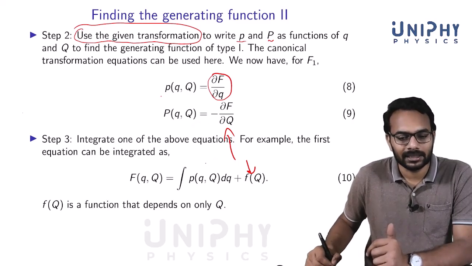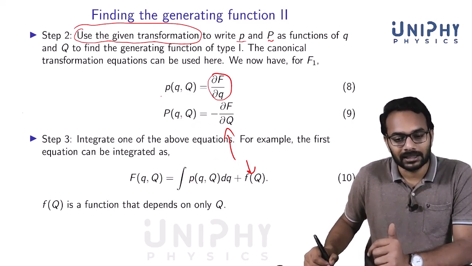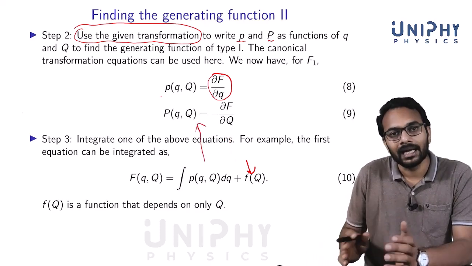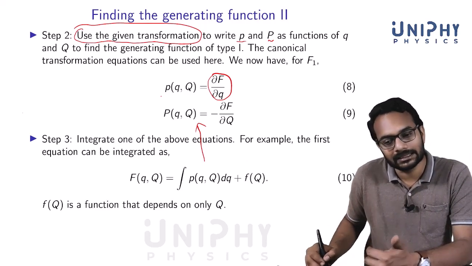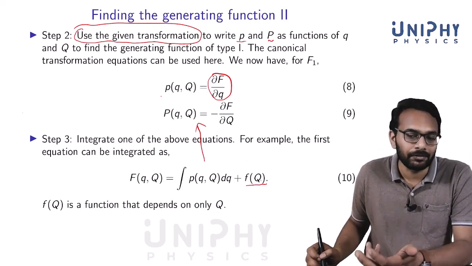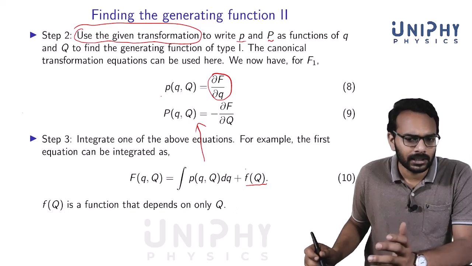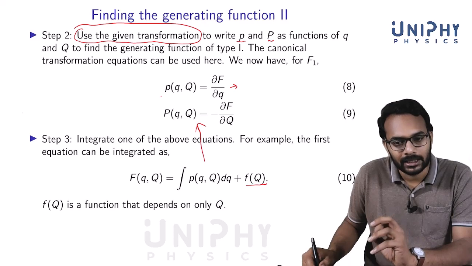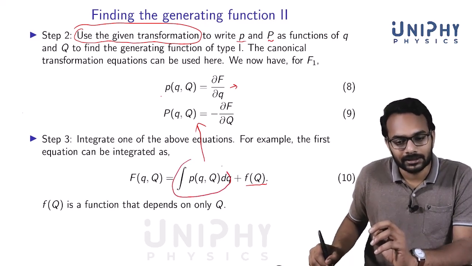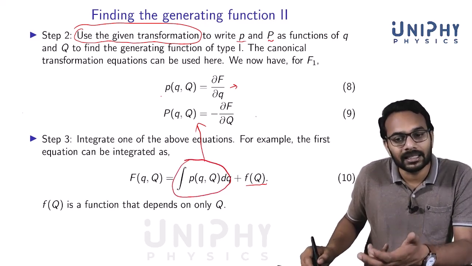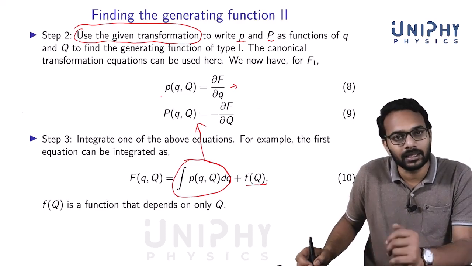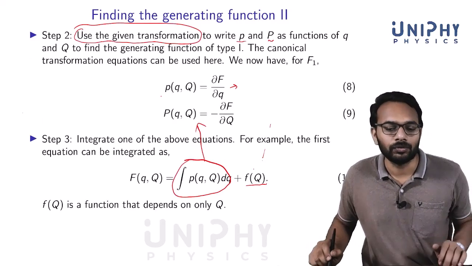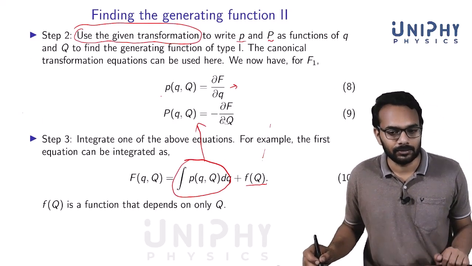Alright? So basically, we'll integrate this, and whatever result we get, we'll substitute it in this equation, and then that will allow us to fix this small f of capital Q. Alright, I hope this is clear. So this is a partial derivative with respect to small q only. So when you integrate this, you could be missing out some function of capital Q. That's why we write this plus f of capital Q over here. Right, I hope this is clear.